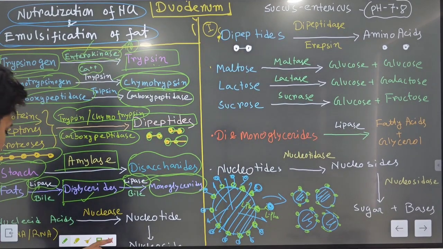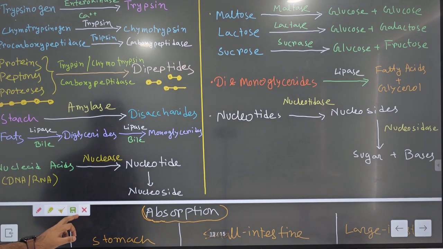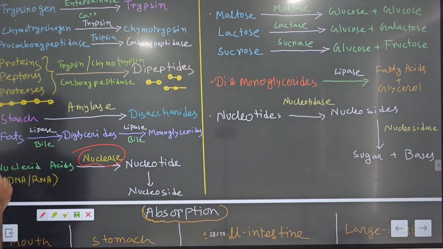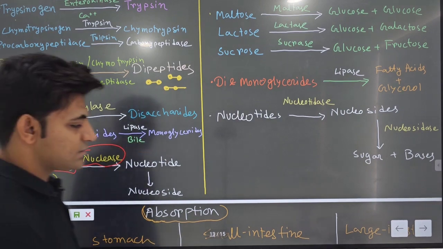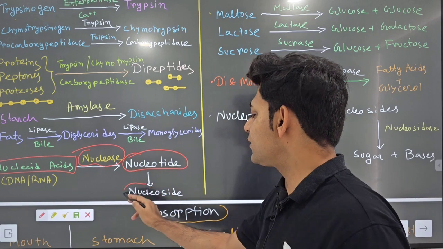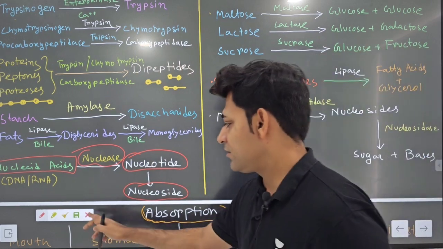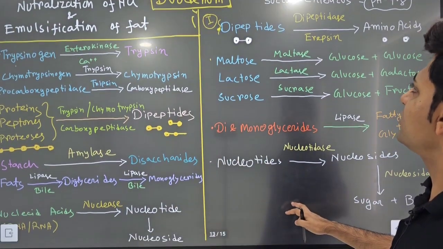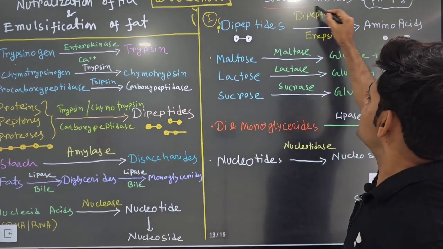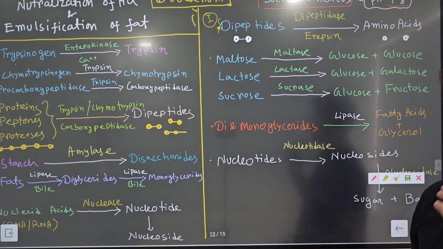Next, pancreatic juice also has some nuclease enzymes. Who are nucleases? Nucleases are DNA and RNA, nucleic acid digesting enzymes. So nuclease will convert nucleic acid into nucleotides, and few nucleotides into nucleosides. Function of pancreatic juice is done. Now, intestinal juice, the juice of the intestine, called succus entericus, which has a pH of 7.8, will complete the process of digestion.